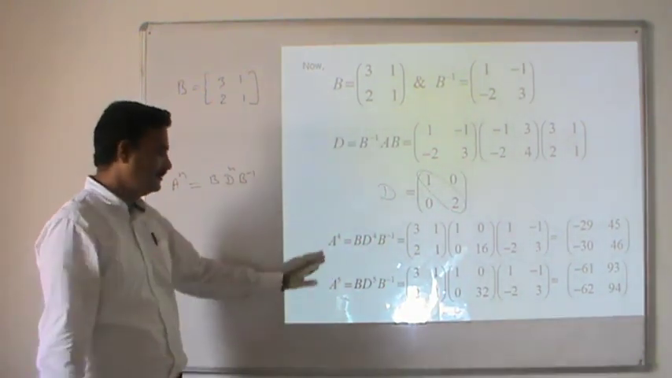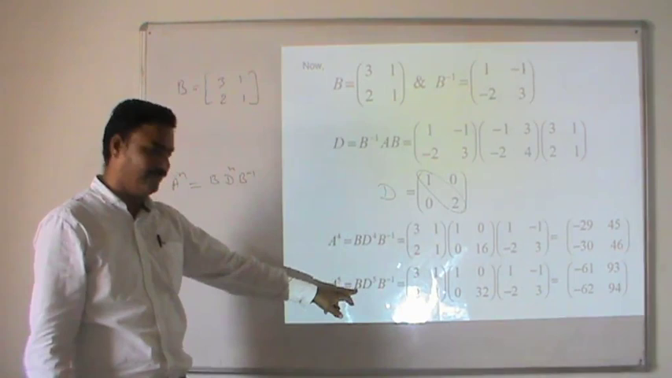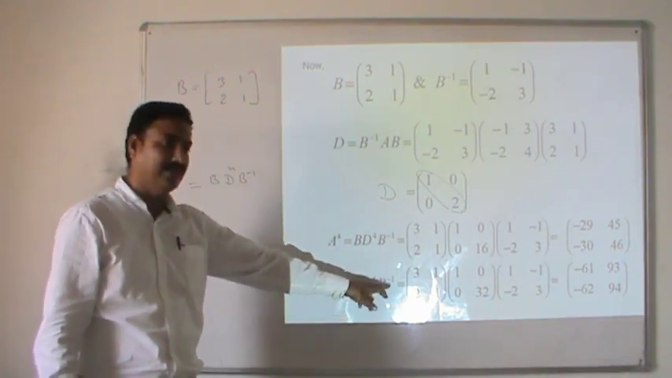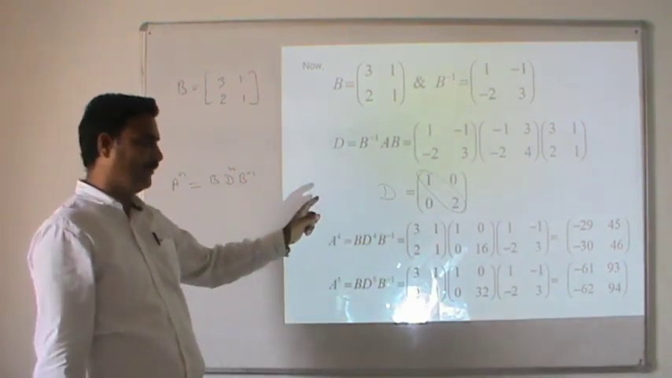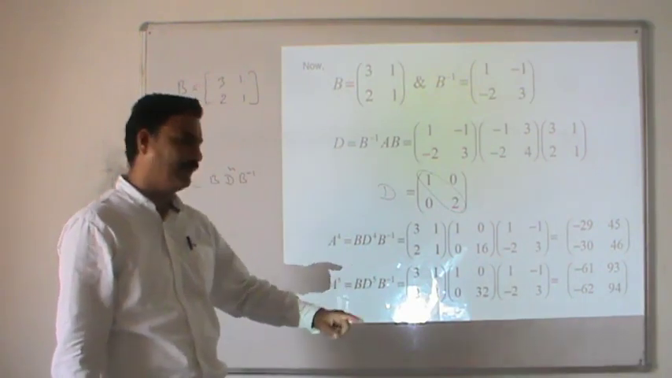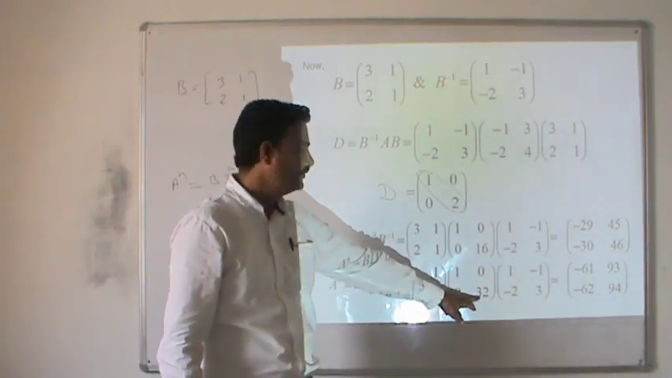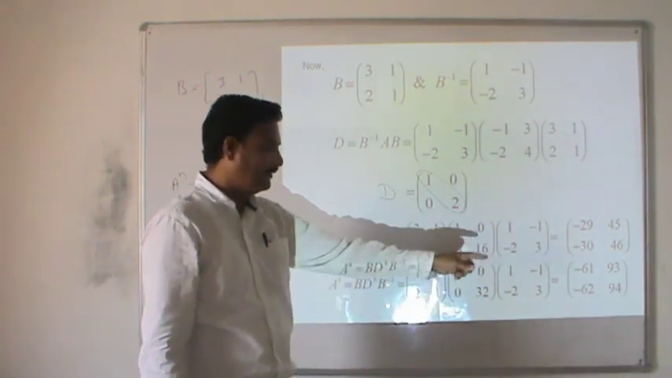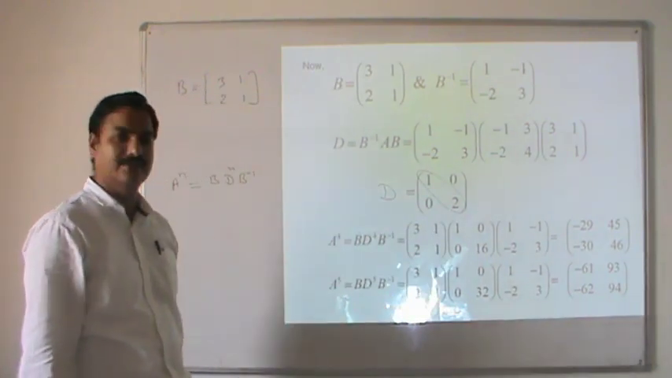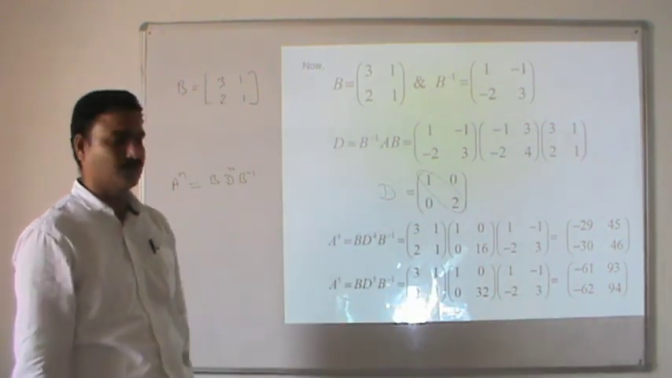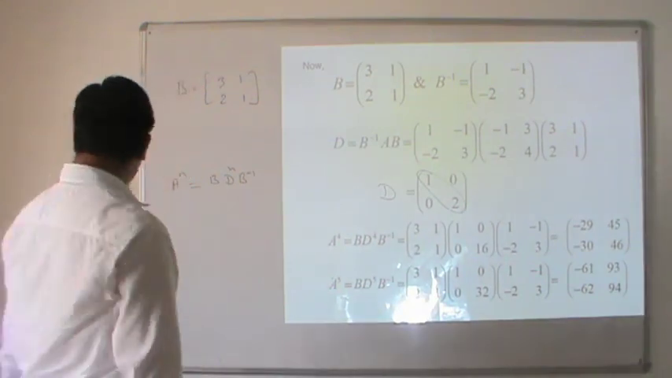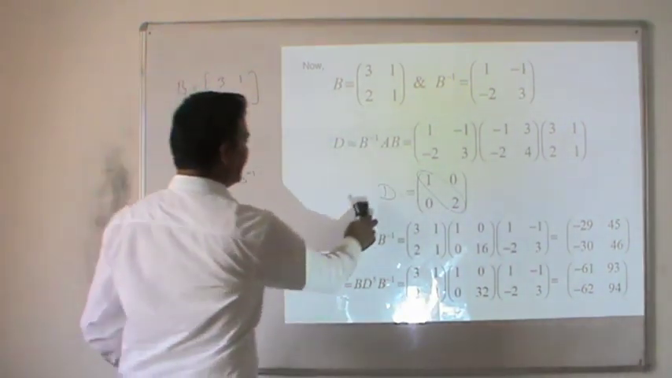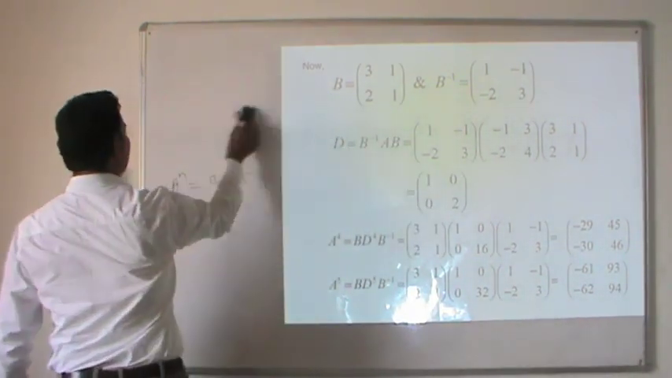Similarly, we find A5 using the same formula, B D5 B inverse. This time we put 1 to the power 5 and 2 to the power 5. This 2 to the power 5 gives us 32. So this is our desired A5 value, (-61, 93, -62, 94). So with the help of diagonalization, we can easily compute higher powers of any matrix.